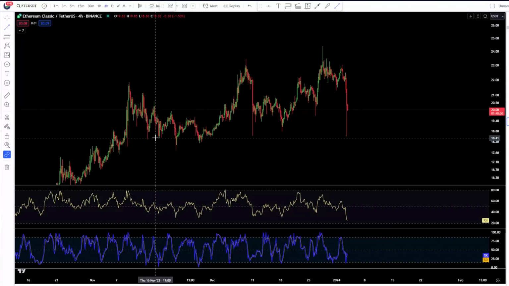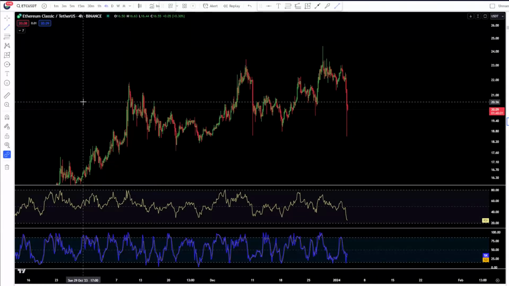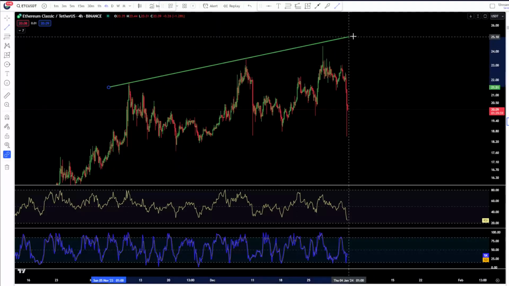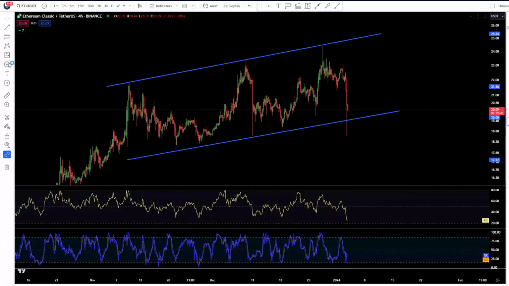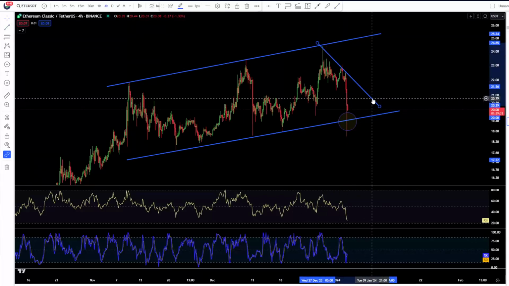Moving on, we will check the ETC chart on a 4-hour time frame. We will start by defining, using the blue lines, the upward trend channel from which we tried to exit at the bottom. Locally, a yellow downward trend line has formed.